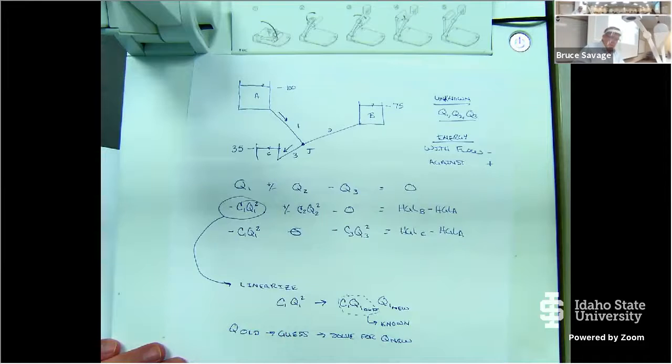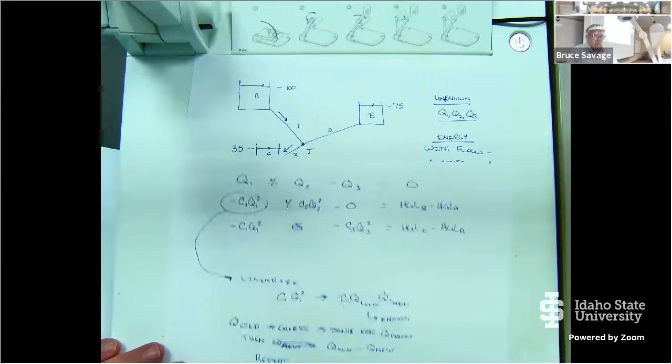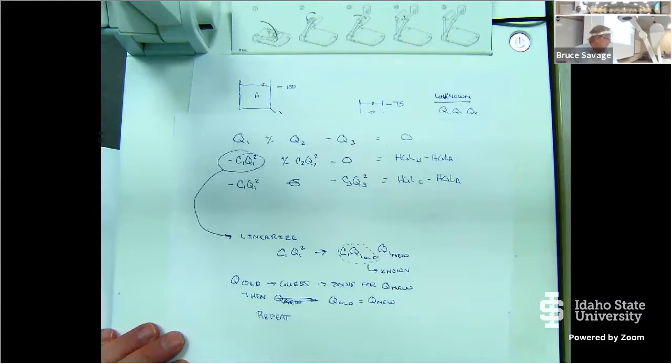It's a little bit of programming language here then. Q new becomes, is equal to, then Q old is equal to Q new. And then we repeat. Sorry, you keep guessing until they equal each other?